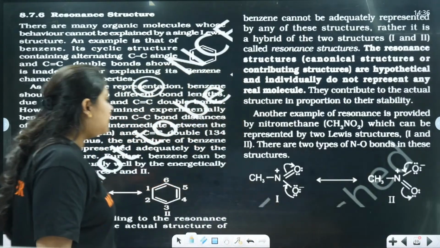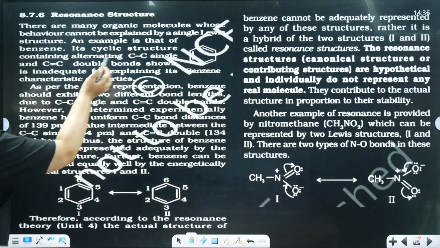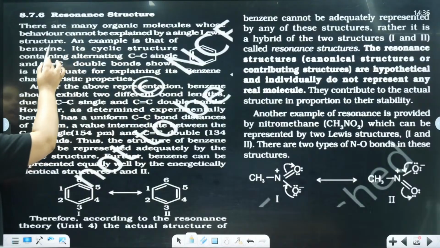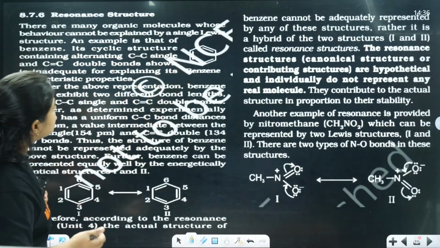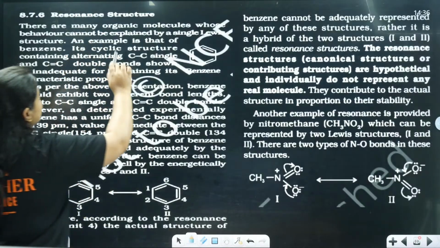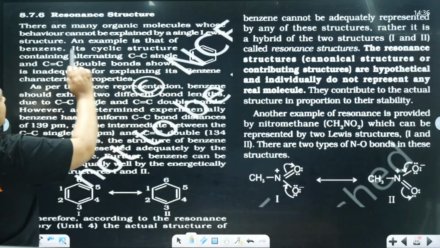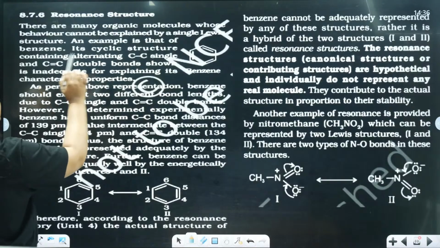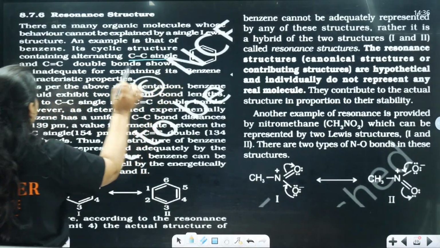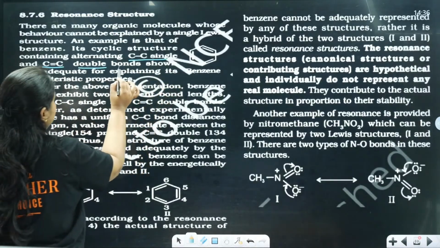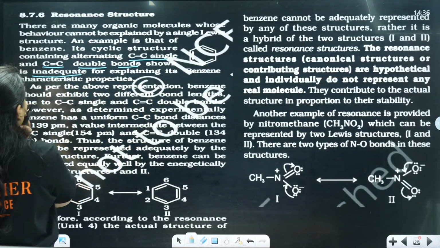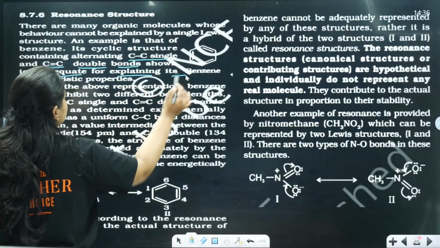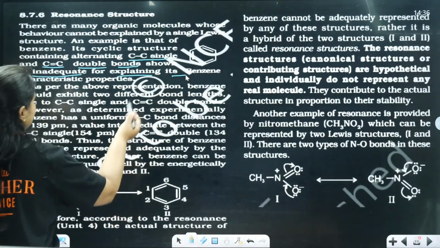Now let us learn it in detail. There are many organic molecules whose behavior cannot be explained by a single Lewis structure. An example is benzene. It's a cyclic structure containing alternating C-C single bonds and C=C double bonds, which is inadequate for explaining benzene.